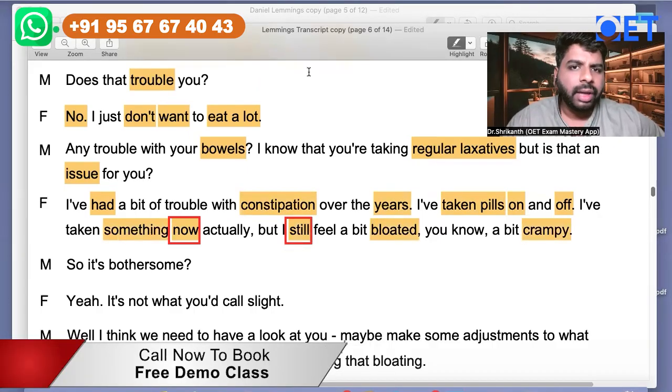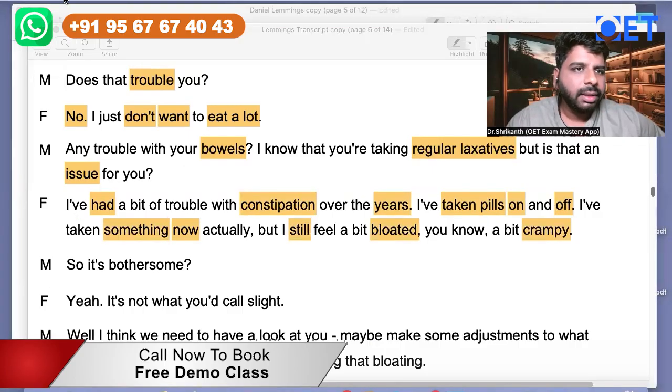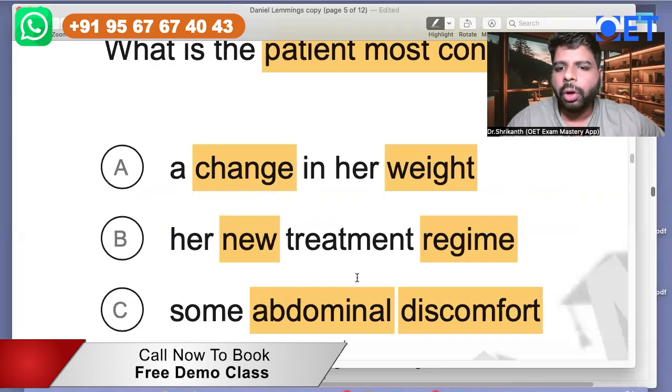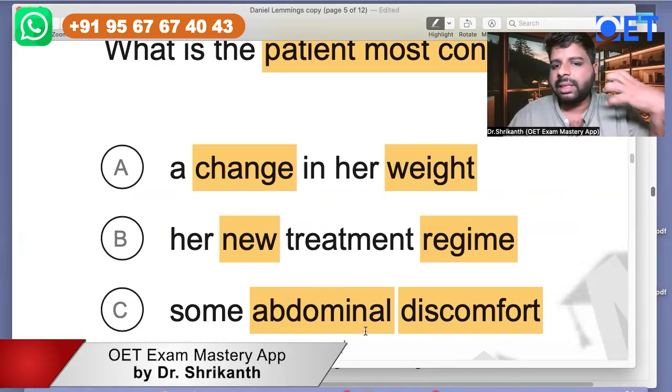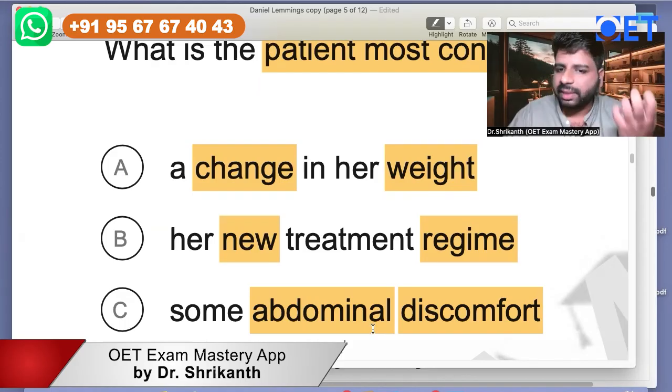So where is your eyesight going to be? Your eyesight is now going to be in answer option C. Some abdominal discomfort. So bloating is an abdominal discomfort. Feeling cramps is an abdominal discomfort. And these are all present tense. Now we just need to confirm. So now you're getting a sense.